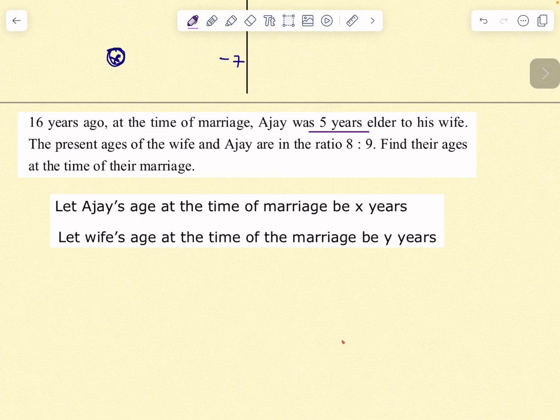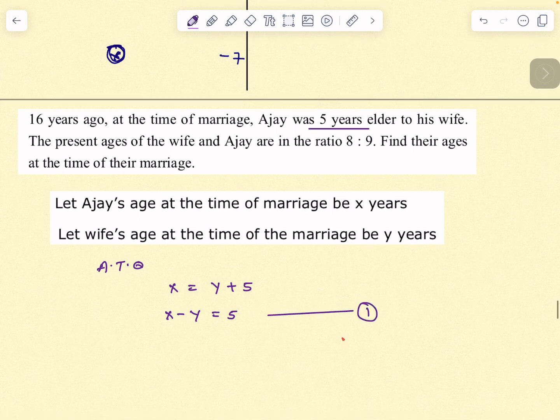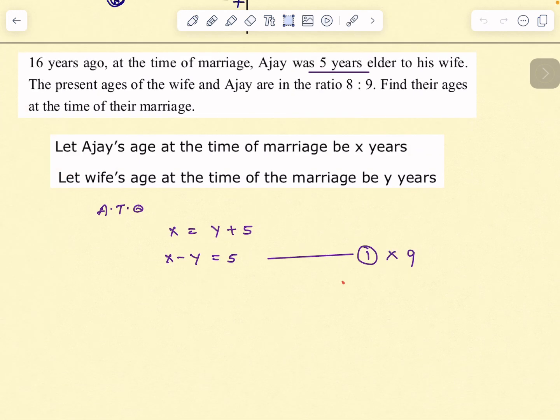According to the question, how can we write this? Ajay's age at the time of marriage is x years, and his wife's age is y years. What is the age gap between them? That is 5 years. So x equals y plus 5, which we can write as x minus y equal to 5. Let us say this is equation 1. Now the present ages of the wife and Ajay are in the ratio 8:9. First take the wife's age, and next the Ajay's age.